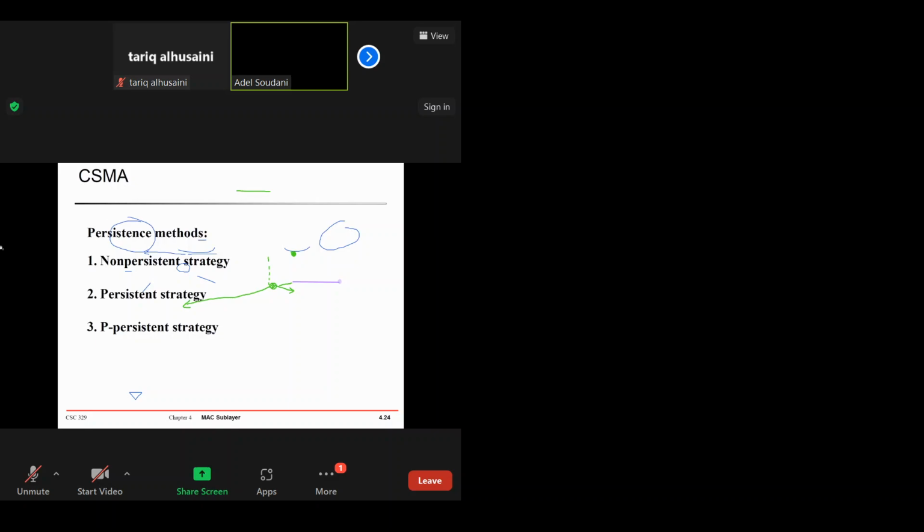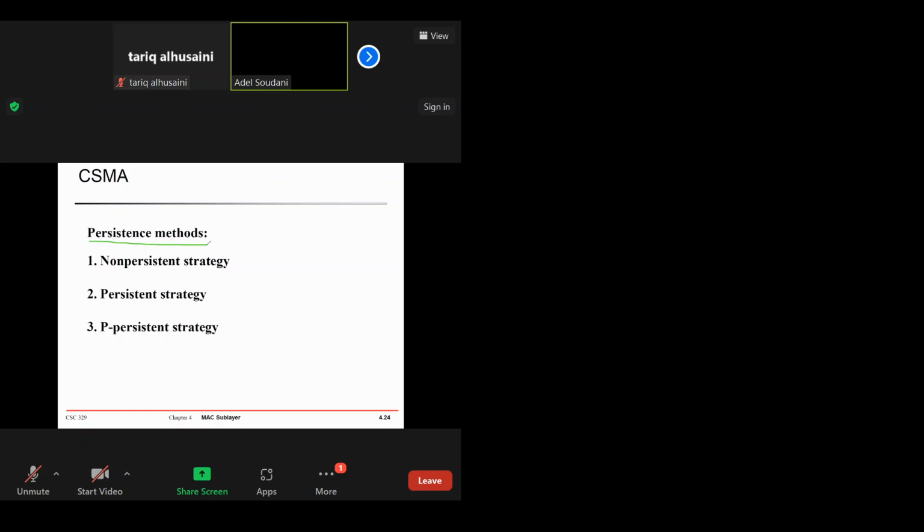So now, CSMA/CA applies three methods to verify whether the channel is free or not. They apply what we call the persistent methods, which could be applied to verify the availability of the channel. So we have the non-persistent strategy, we have the persistent strategy, and we have the p-persistent strategy.